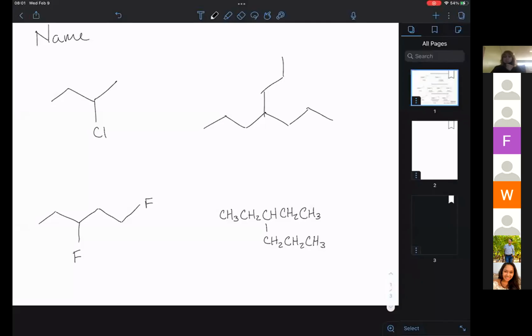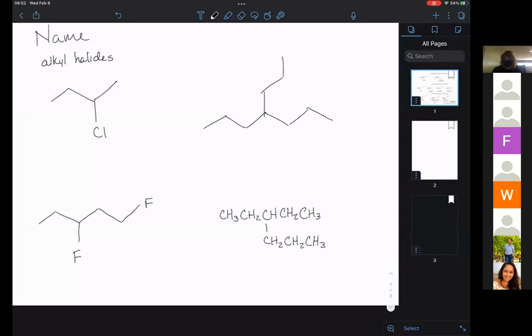Okay. So let's start by naming a few of these compounds here. Remember, at this point, we just know how to name alkanes as well as what we call alkyl halides, which are alkanes that have a halogen bound to them.